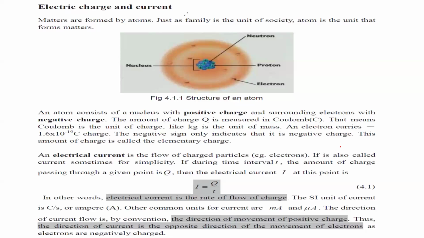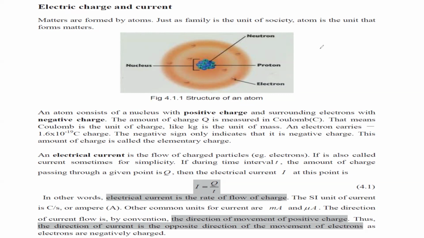So we'll start with a quick revision of what we discussed yesterday: electrical charges and electrical current. Current is the rate of flow of the charges, like how many charges will flow through a wire every second. We call that electric current.